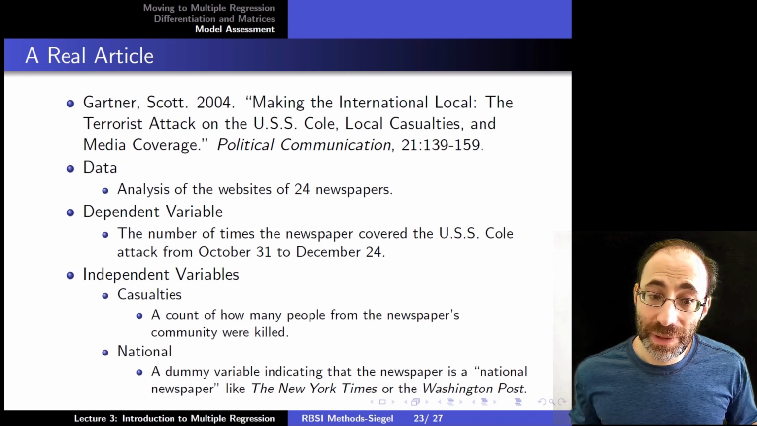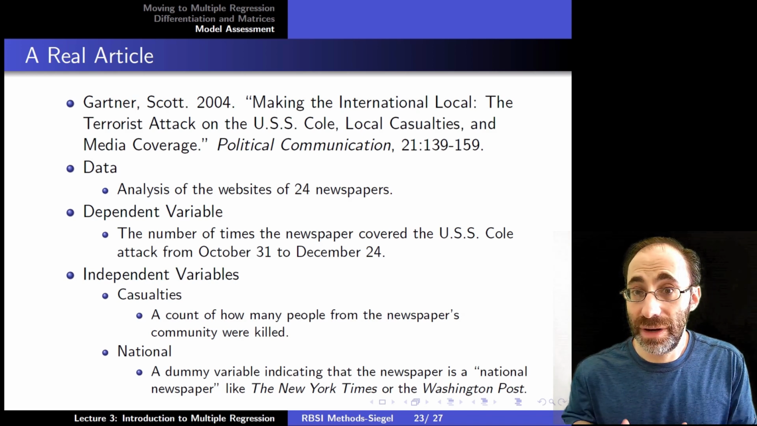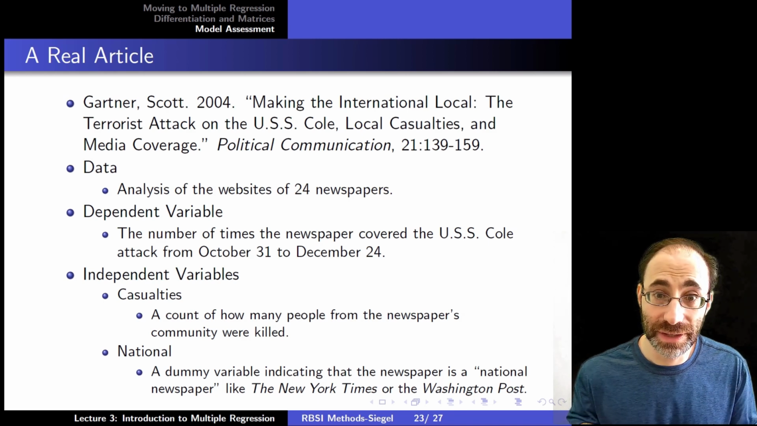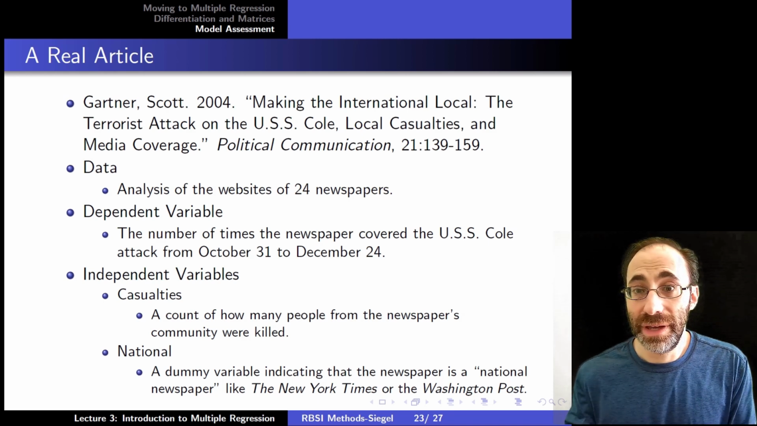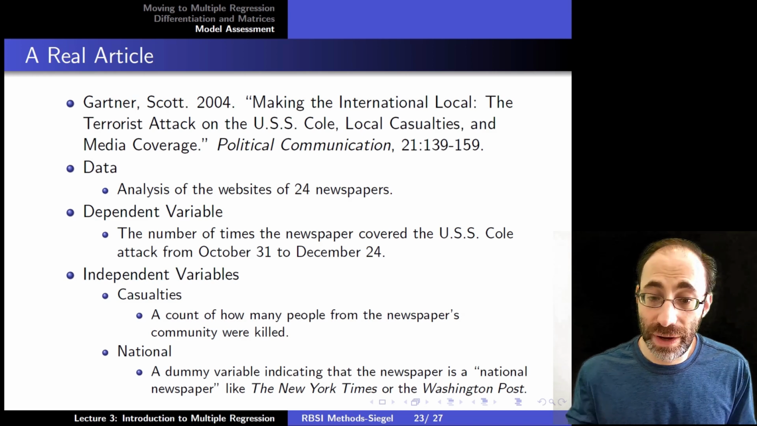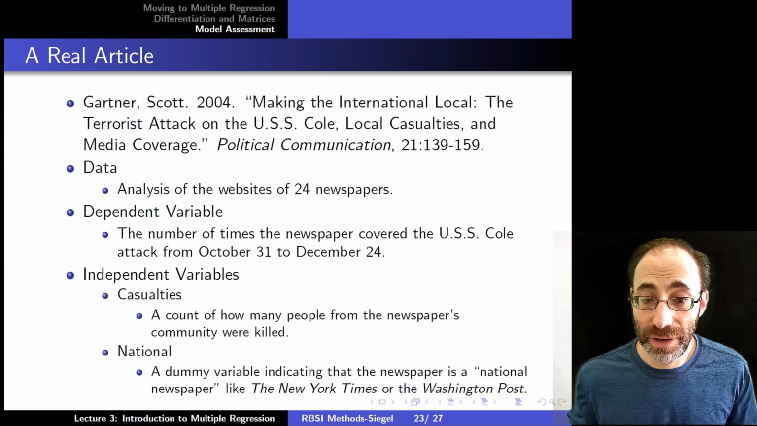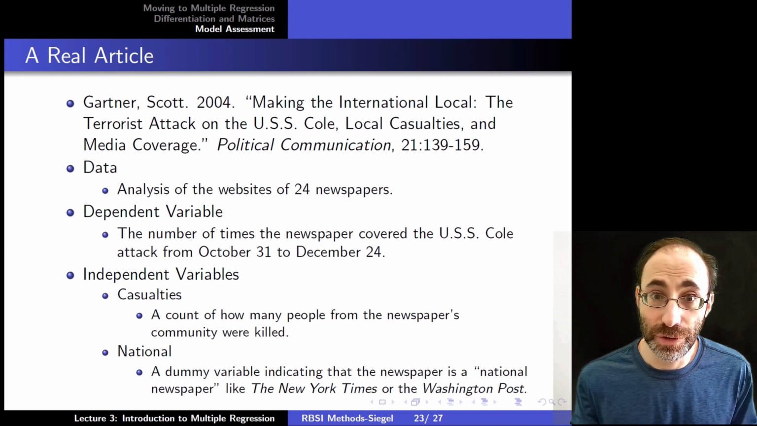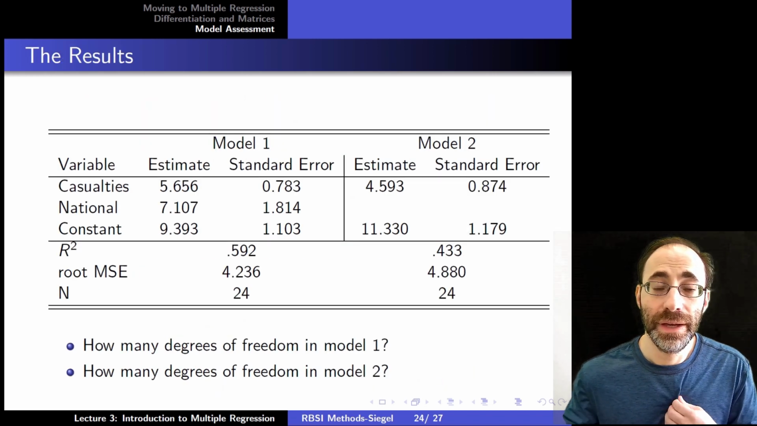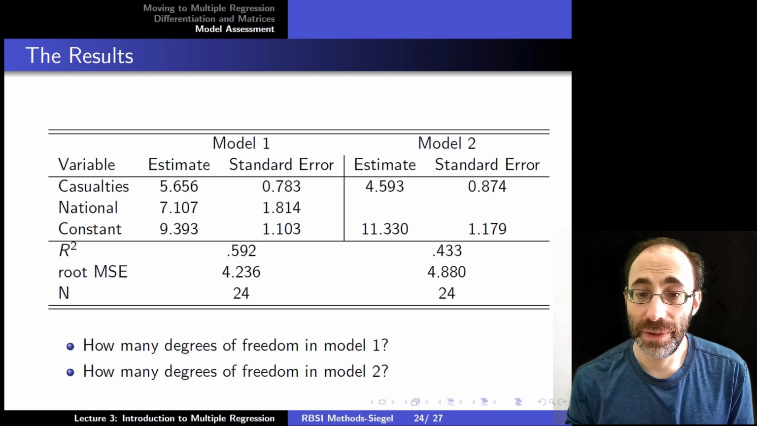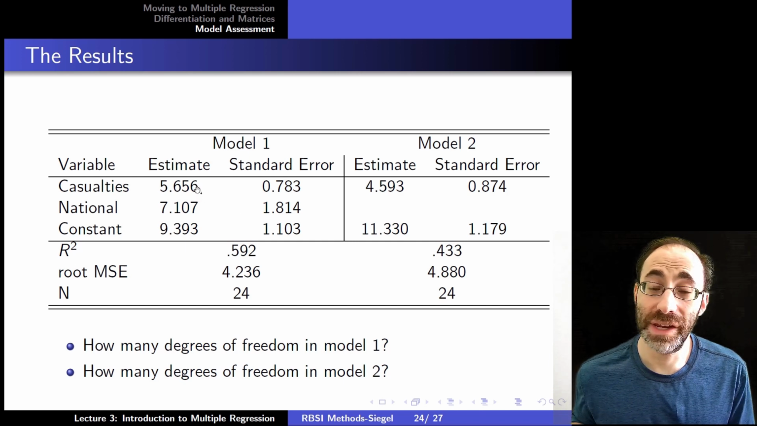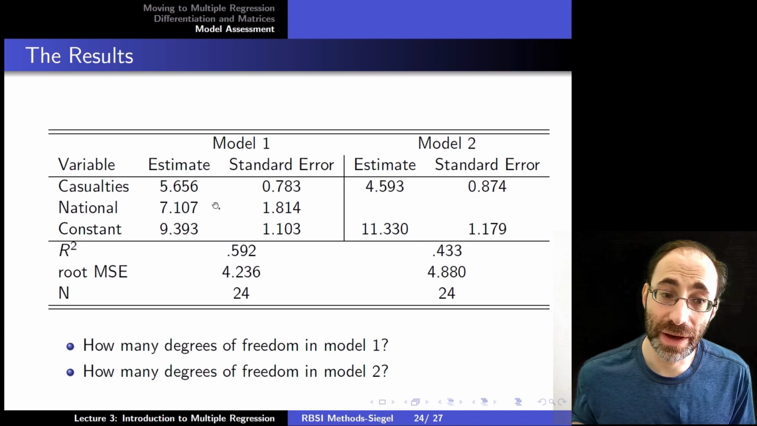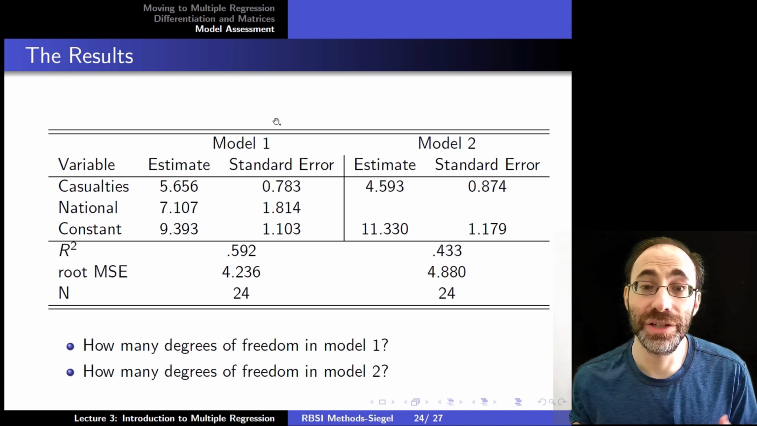So independent variables will be casualties, which is a count of the number of people from the newspaper's community who were killed in the attack, and a national dummy, that is a 1 if the newspaper is a national newspaper, like the New York Times or the Washington Post, or a 0 for a non-national newspaper, like a local paper. Okay, so we can do this regression in two different ways. One will be looking only at casualties as an independent variable, and the other way, in the first model, includes national paper as a control.